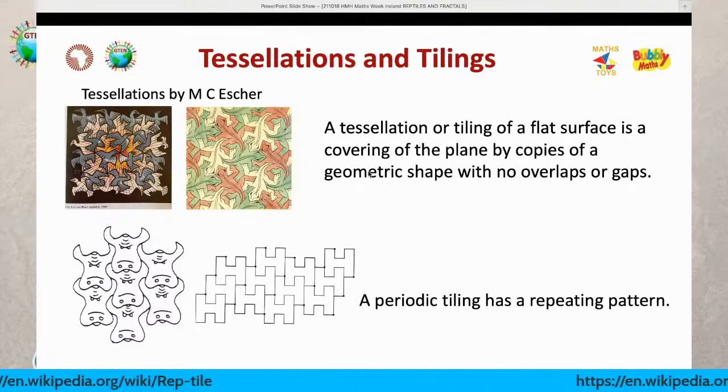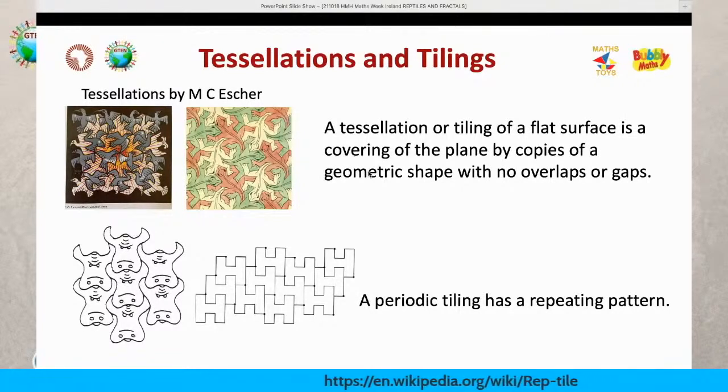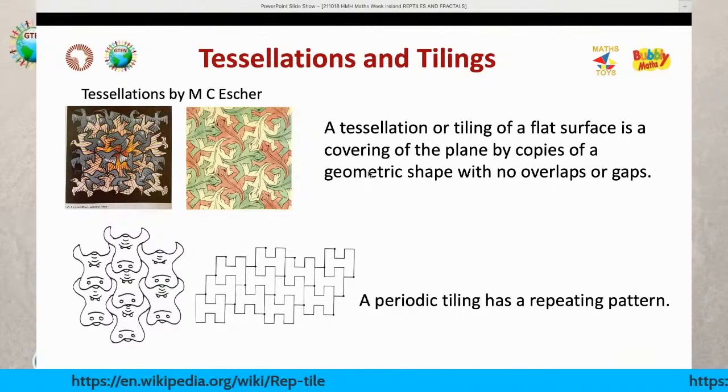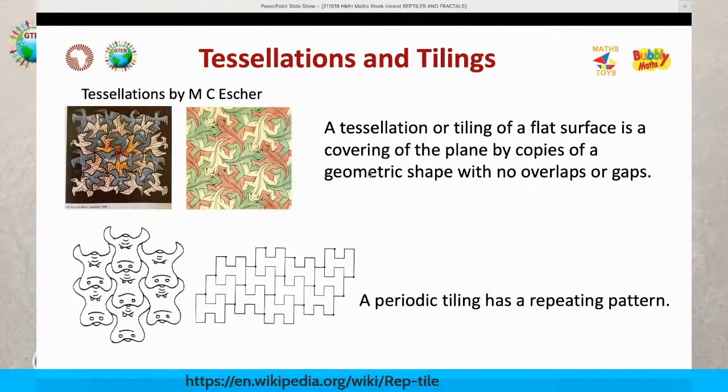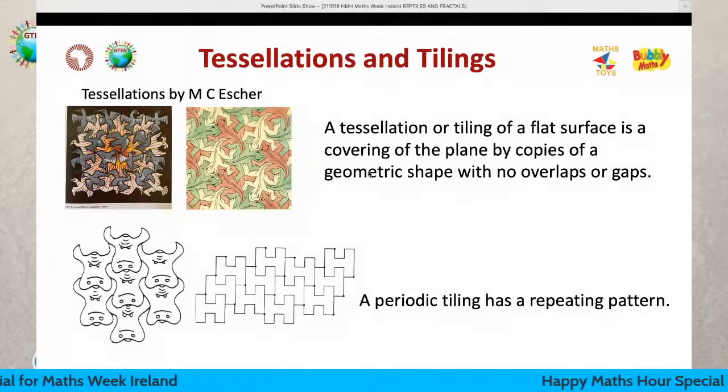Now then, the other one has got lizards. We won't call them reptiles. They're just lizards. But these lizards are green, yellow and red. And you can see they're all the same, whereas the birds on the left are not all the same. These lizards are all the same as each other, and they fit together to tile the plane.